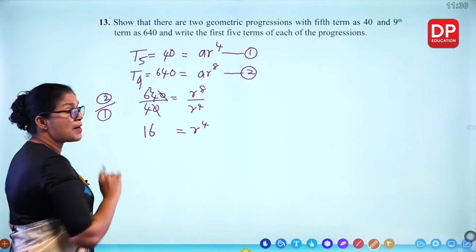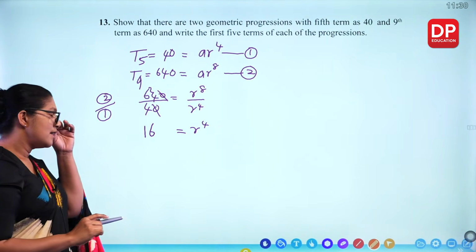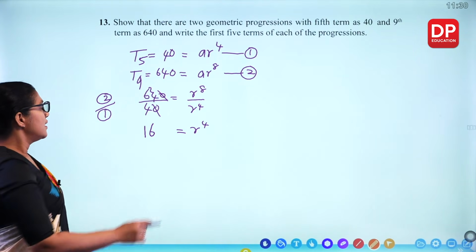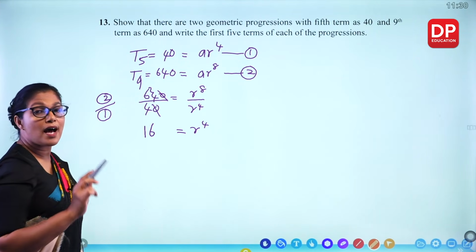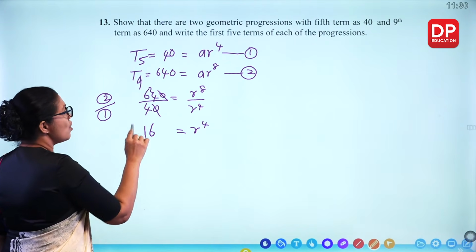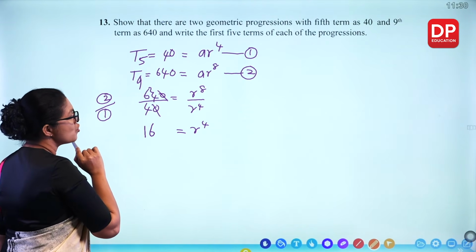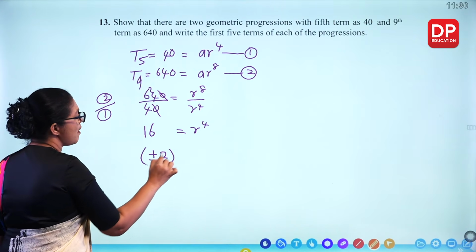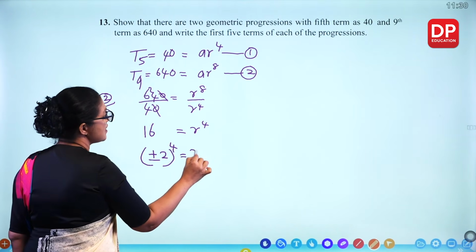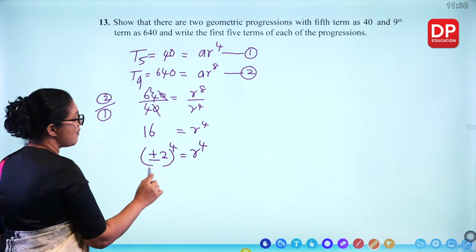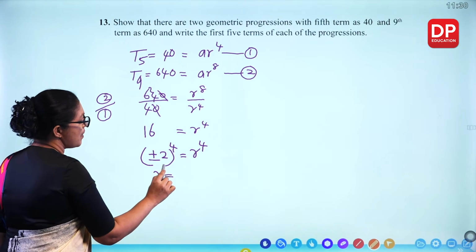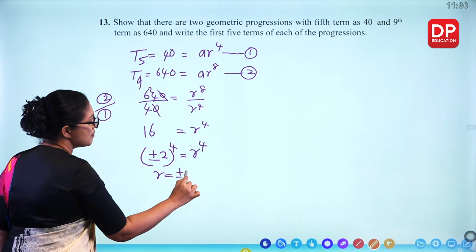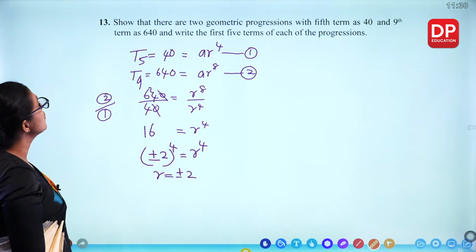Now the even power, when you take this number, you can get plus or minus. So, which number is 16? 2 to the power 4. I can write plus or minus 2 to the power 4 is 16. So, same power, you can compare the values. R equals plus or minus 2.